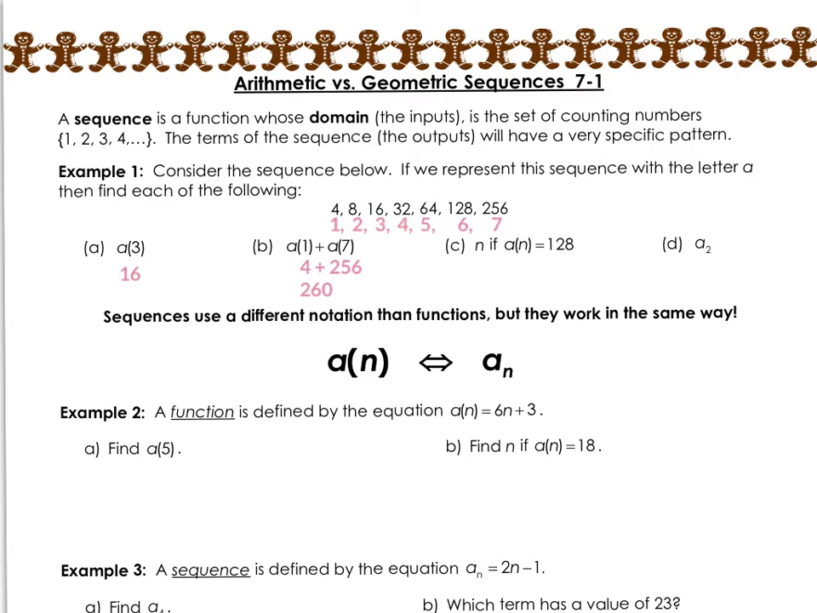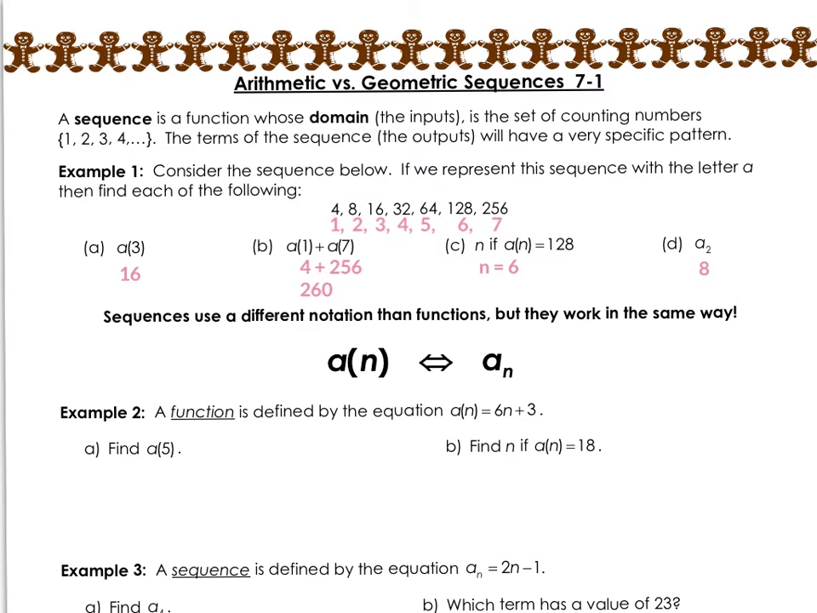This one is asking us for n. So now I don't know what term it is, but I know that the number that's supposed to be the output is 128. So 128 happens when the input is 6. So the n value here would be 6. And then here's just another way of writing it, this subscript here, a sub 2. A sub 2 is just still an input. This is like a sub n. We've got a 2 here, so the second term is 8.